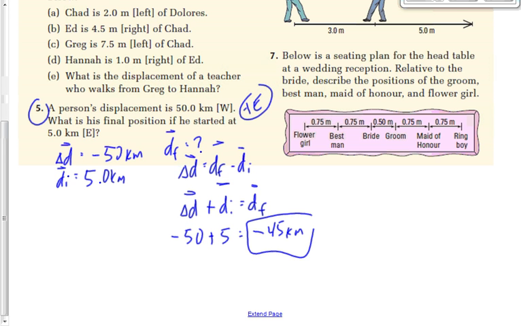If you understand all 7 of those questions, and if you understand all 9 of the questions on the worksheet, you should be good for tomorrow's quiz. Okay?